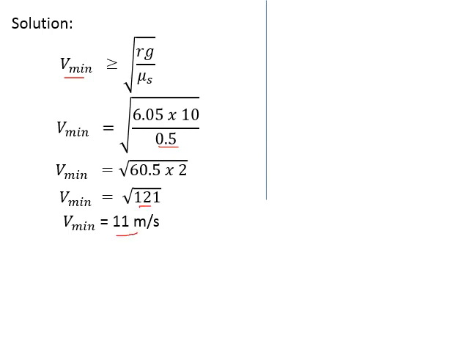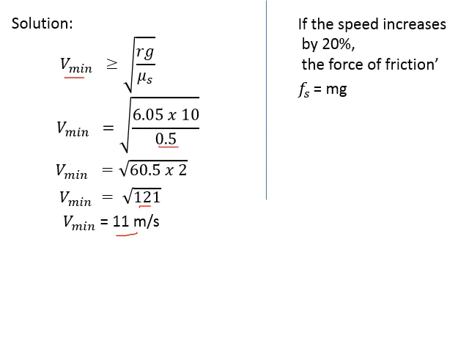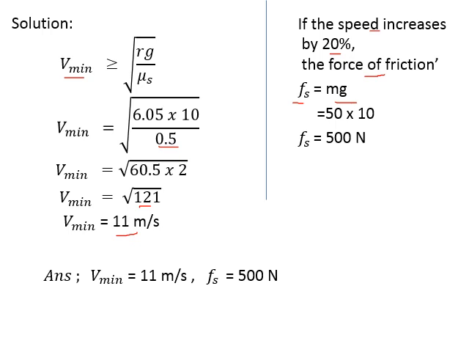This is the first part. Now in the second part, what do we have to find out? We have to find this force of friction when speed is increased by 20%. Now we have seen in the theory part, force of friction is balanced by mg. Substitute the value of m and g and simplify. We are getting this answer. Fs is 500 Newton. So this is our required answer.